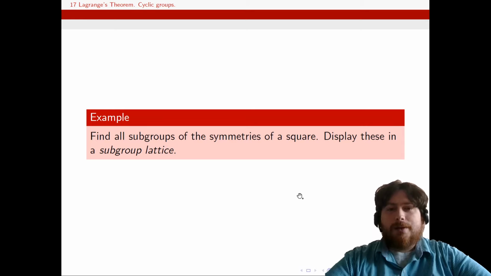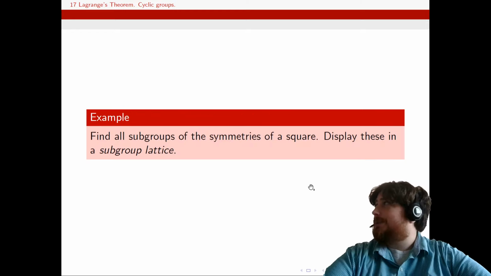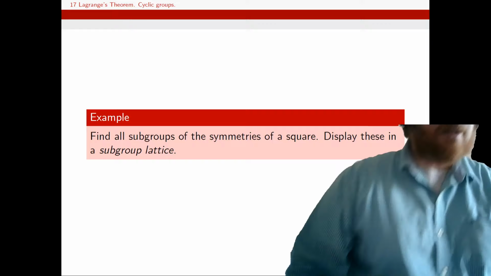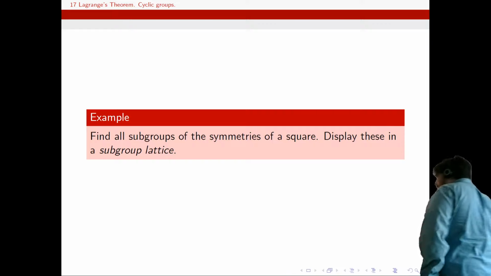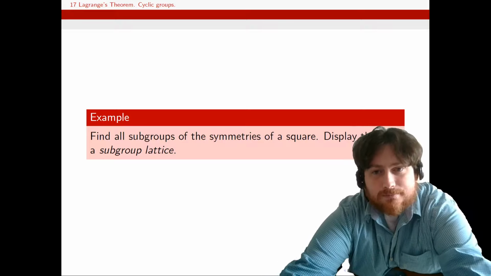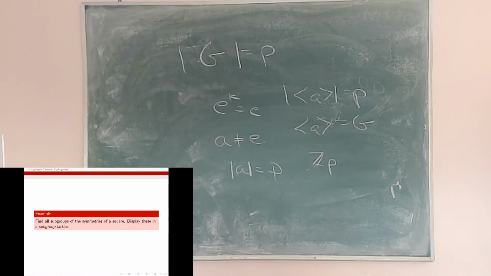All right. So instead of working with the symmetries of a square, I'm going to work with Z2 cross Z4 because we were working on that one earlier. So I'm going to stick with that example. But what I want to do is find all of the subgroups, and I want to display those in a subgroup lattice. So what does that even mean? Well, we'll talk about that.